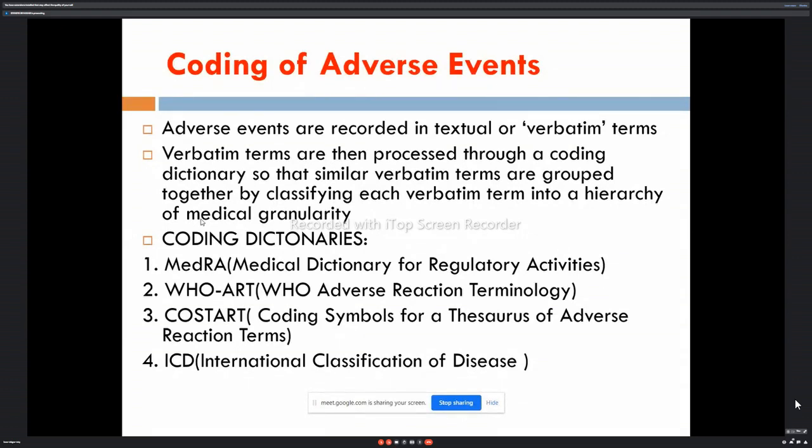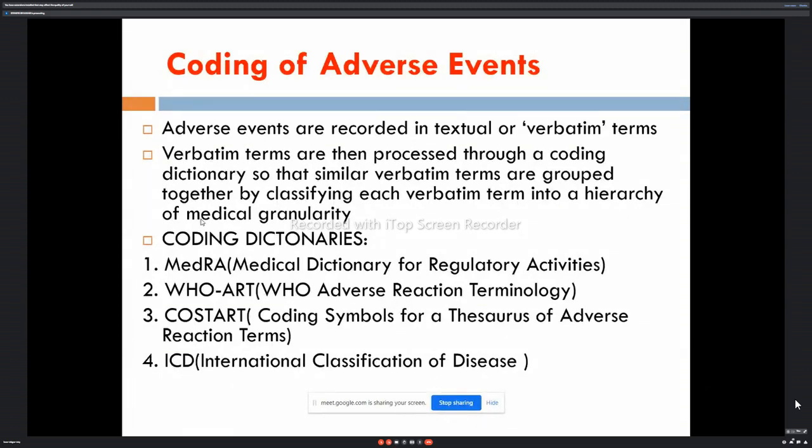Remember what are the variables that we have in MedDRA? Low level term, preferred term, high level term, high level group term, system organ class, and body system organ class.